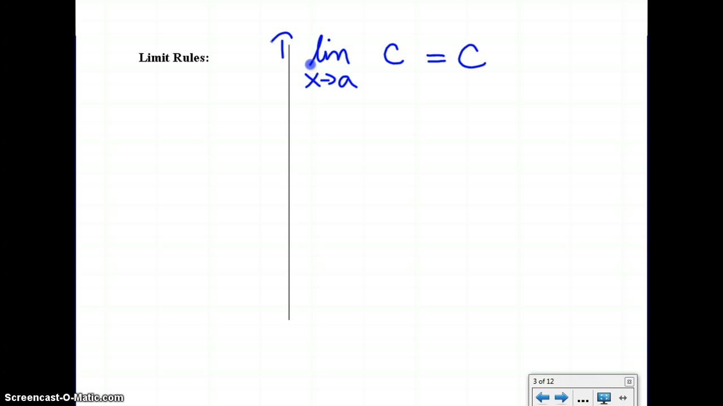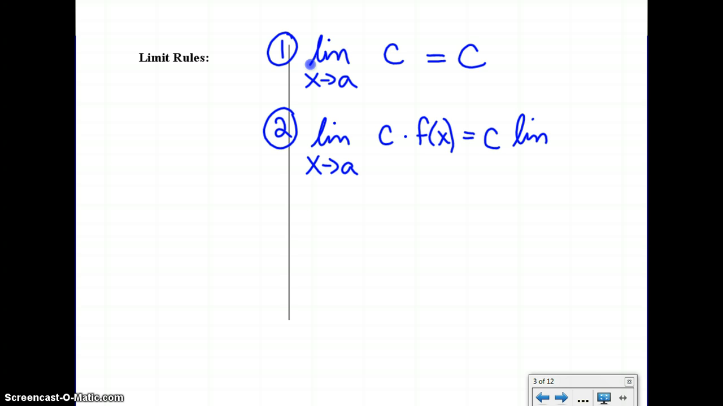That was rule number 1. Rule number 2, remember, if you have the limit as x approaches a of a constant times a function, whatever that function is, if you have a constant in front of it that's multiplying by it, you can also take the constant out, and then you can just take the limit of your function itself. So if it makes it easier to factor out a constant, go ahead and do that. It'll make it a lot easier to work with sometimes.